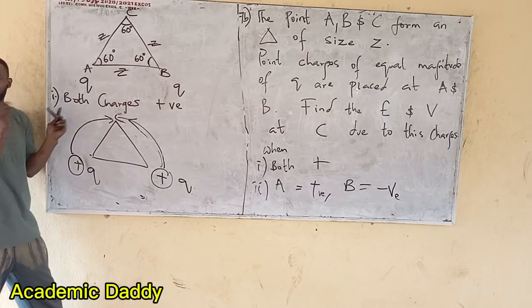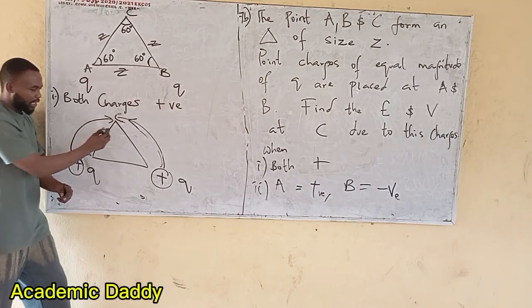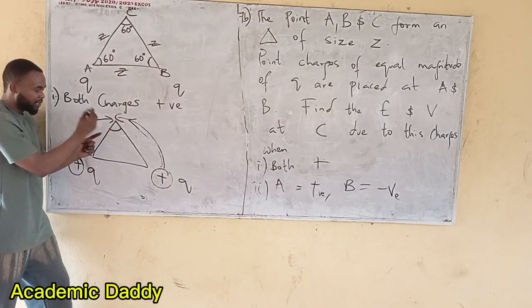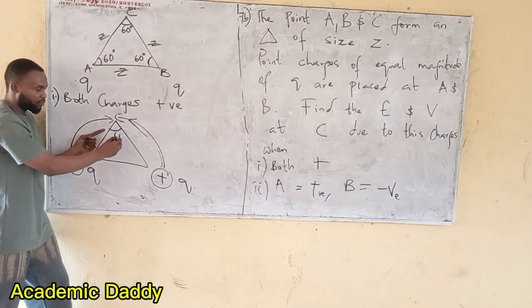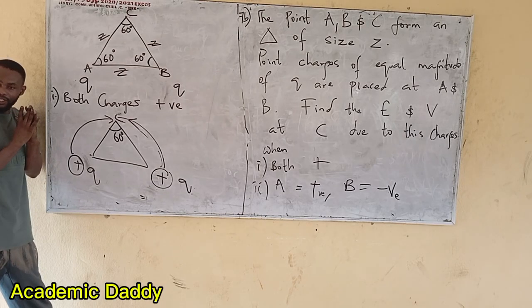So the only place where charging is happening, or the only place where the electric field is being considered, is at this point. That means the only angle I'm looking at when I'm talking about this is 60 degrees. I've not started finding the electric field. First, I'm finding an angle.